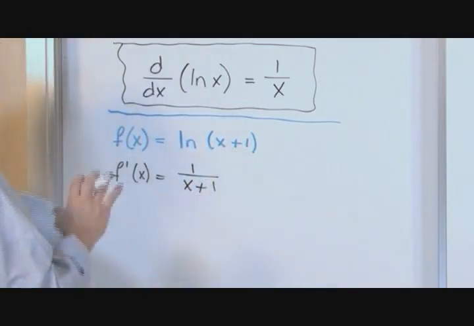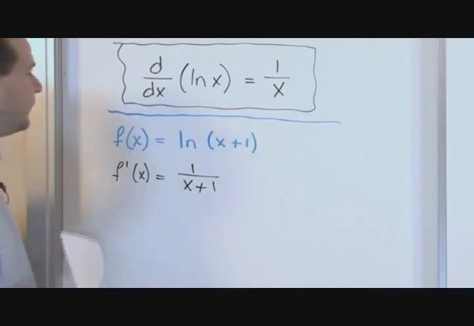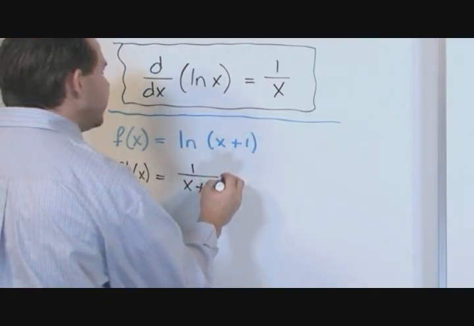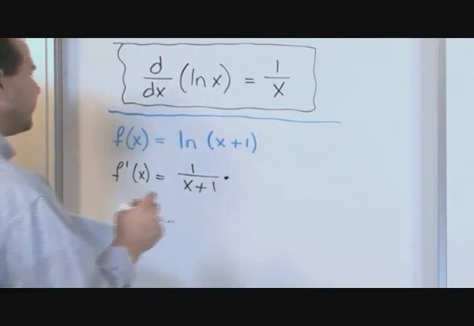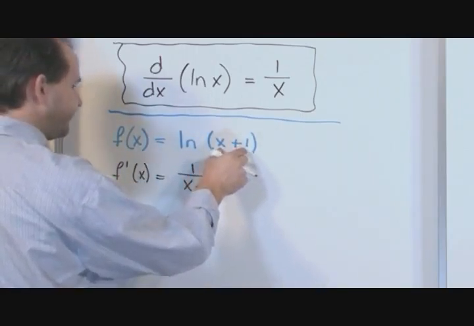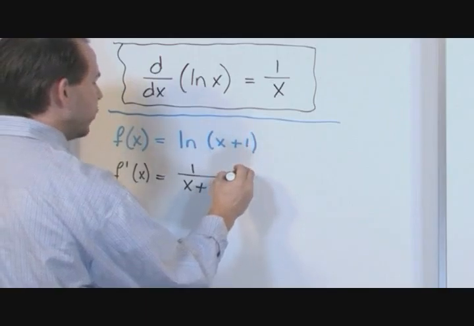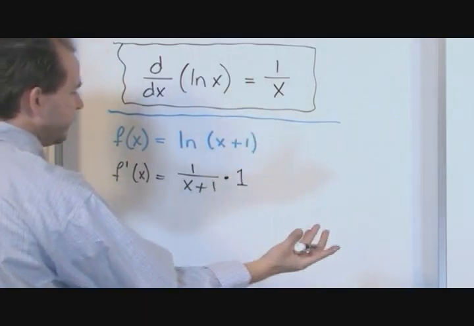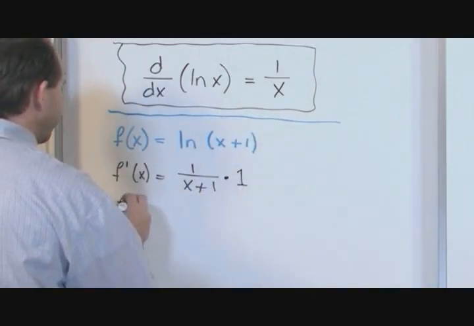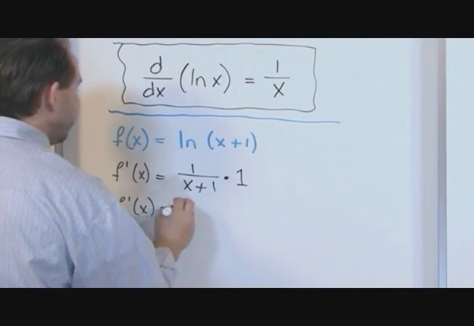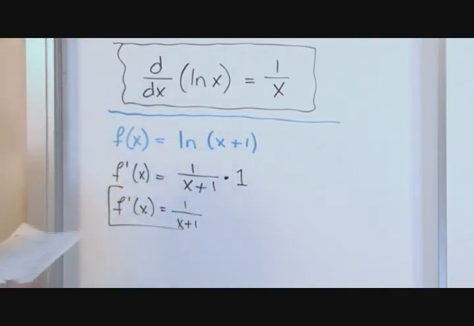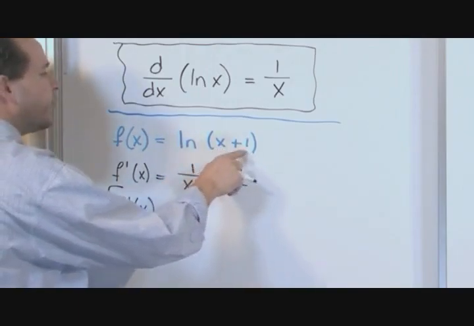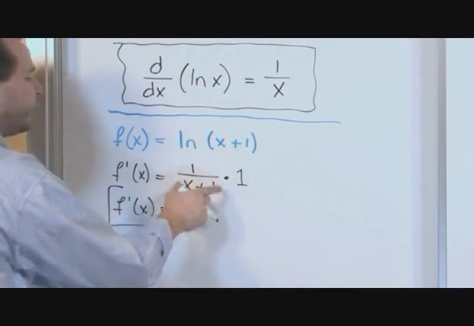Now, a lot of students would just stop there and say, well, I found the answer. But you should know now from the chain rule that you can't stop there because you have a nested function. So you have to multiply by the derivative of the inside. The derivative of x is just 1. The derivative of this is 0. So in this particular case, the answer really is 1 over x plus 1. And that's the answer. But I think you can see that if this were anything more complicated on the inside, the answer would not be so simple.